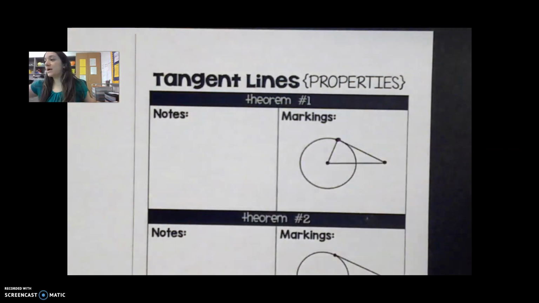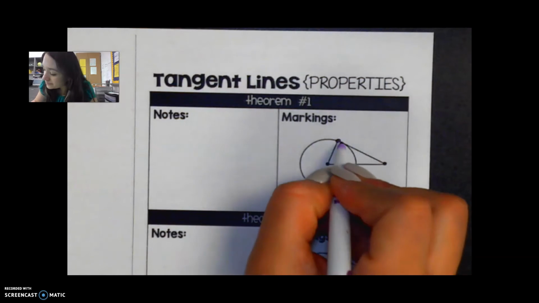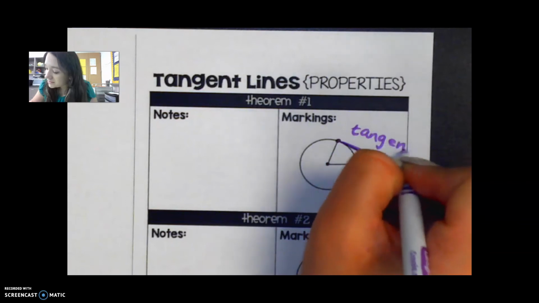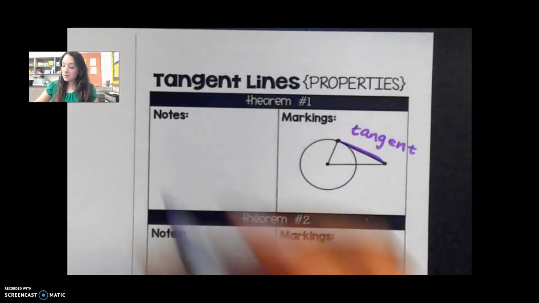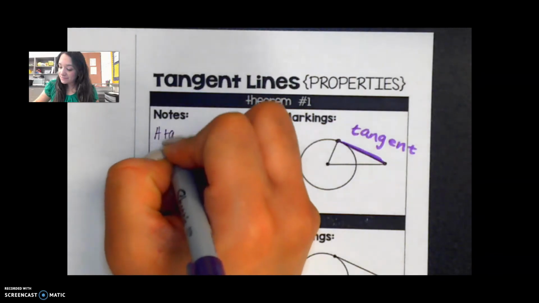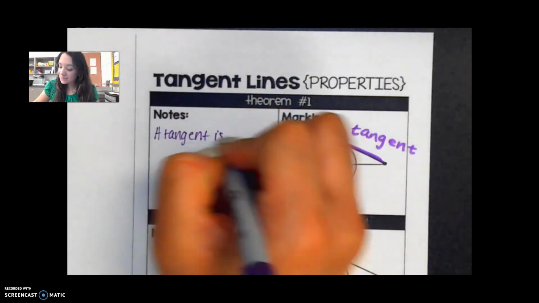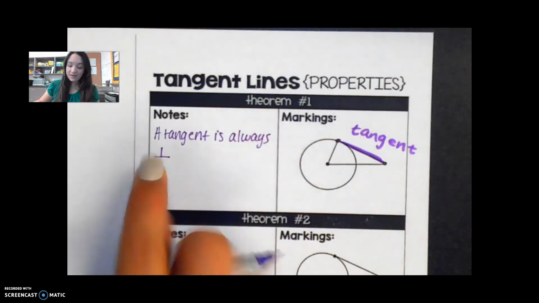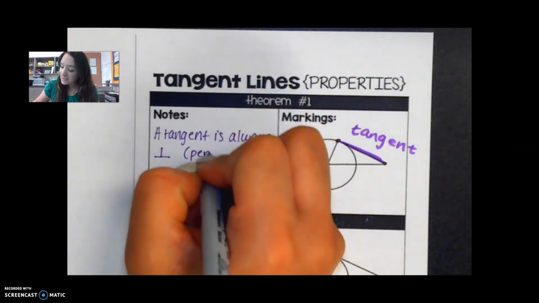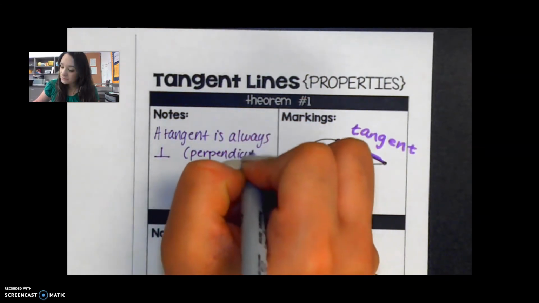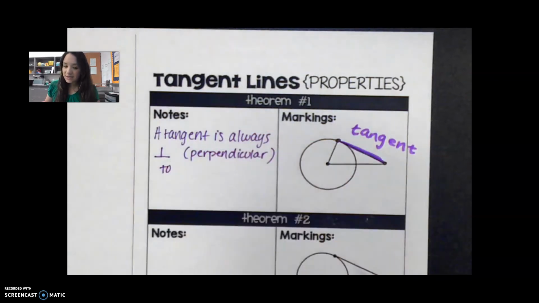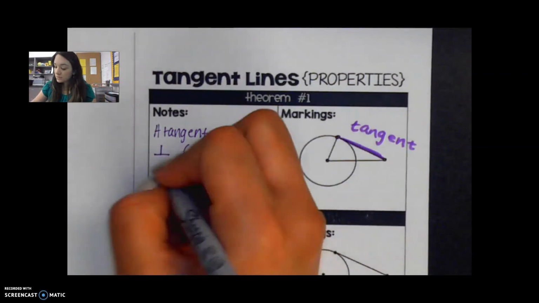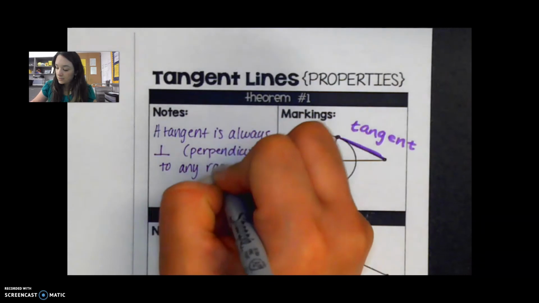So what I'm going to do is I'm going to color my tangent line purple. This is my tangent right here. And I want you to know that a tangent is always perpendicular. And I'm going to use this little symbol for perpendicular. It's always perpendicular to any radius in a circle.